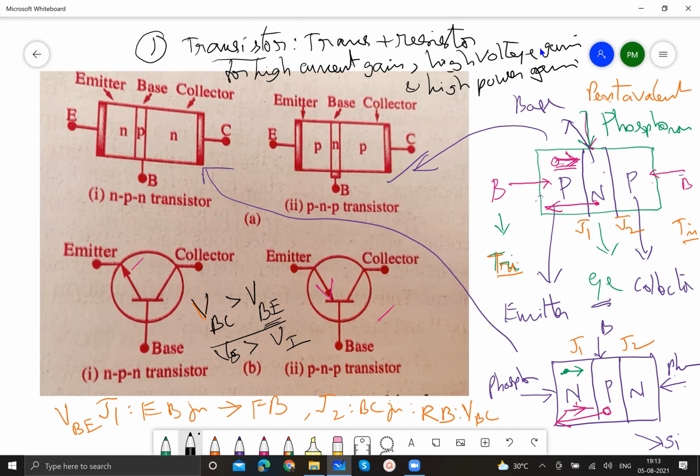So the physicists who designed it, initially it was Bardeen and Brattain, and later it was Shockley. So these three were involved in designing the transistor.